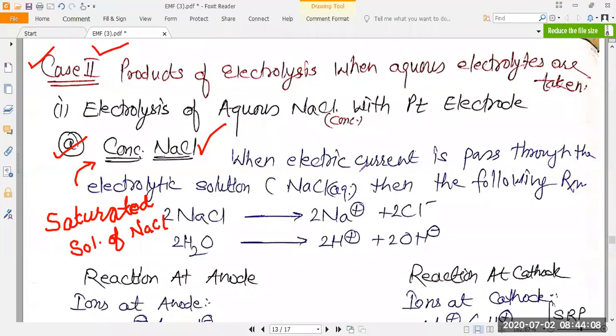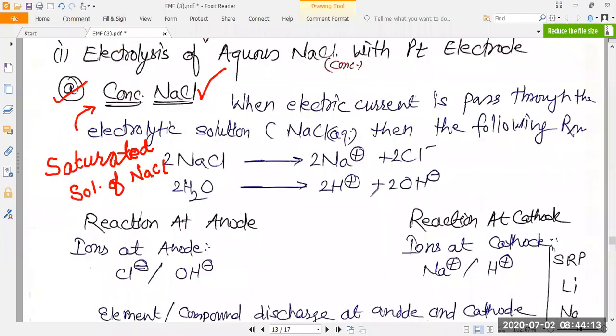When electric current is passed through the saturated solution of NaCl, the following reactions will proceed. NaCl is present in the electrolytic solution, and NaCl dissociates into Na plus and Cl negative ions. When electric current is passed, the electrodes are inert, platinum electrodes, and water is also present in the aqueous, saturated solution.